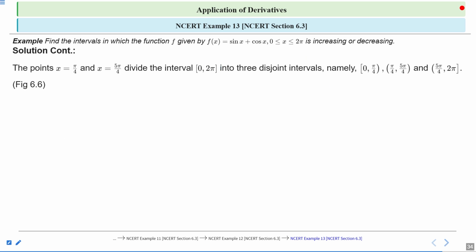Clear? The points x equal to pi by 4 and 5 pi by 4 divide the interval 0 to 2 pi into three disjoint intervals, namely 0 to pi by 4, pi by 4 to 5 pi by 4, and 5 pi by 4 to 2 pi, right? You can see in figure 6.6.